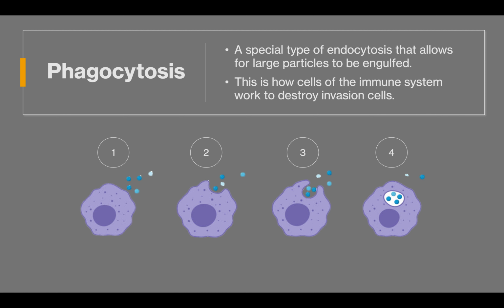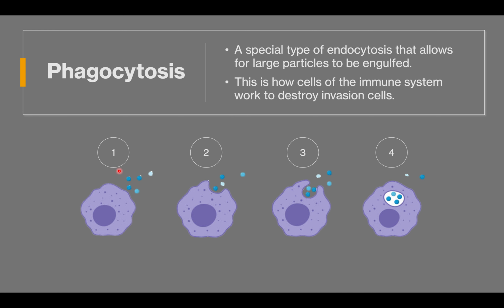So lastly, I want to talk about phagocytosis. So phagocytosis is a special type of endocytosis. So in the last slide, we kind of talked about endocytosis. This allows for large particles to be engulfed. So this is how cells of the immune system, for example, will destroy an invasion cell. So if you've ever seen a short video of a cell grabbing a virus and engulfing it and eating it, kind of trapping it, that's called phagocytosis. So once again, our immune system relies on this for white blood cells to destroy bacteria and other damaged cells in our body.